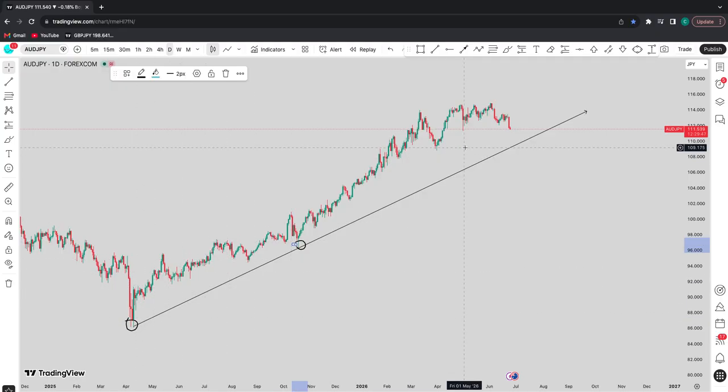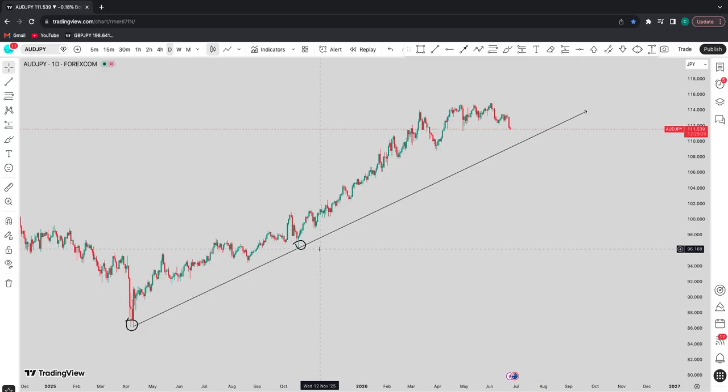You can see there's no indicator on my chart. I only use pure price action and market structure to trade. So we've been able to identify our time frame, which is the daily time frame. We've zoomed out to know the clear direction and draw out our trend line.